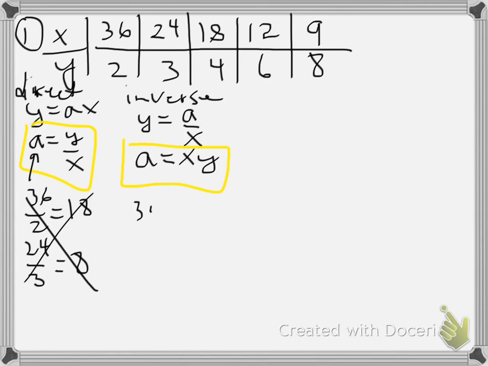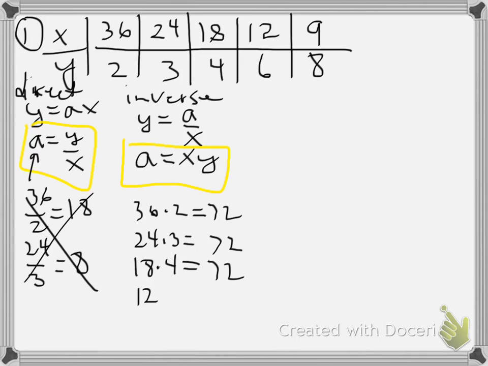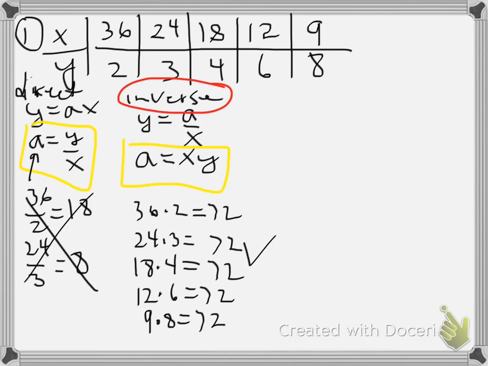So I got 36 times 2, which is 72. I get 24 times 3, which is 72. So far, so good. 18 times 4, which is 72. 12 times 6, which is 72. 9 times 8, which is 72. It works. So I would say this is inverse variation. And what did I get every time I multiplied? Well, these are a's. So my a value is 72. So I know it's inverse variation. I'm done.